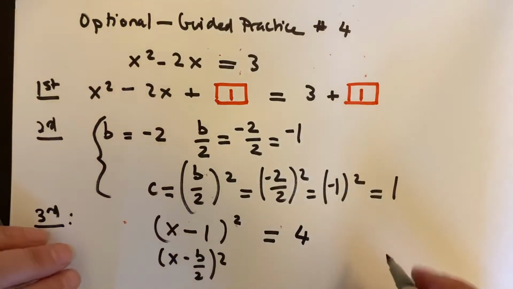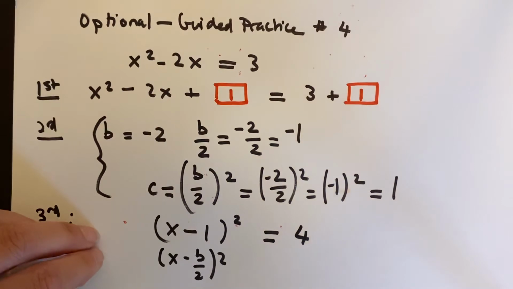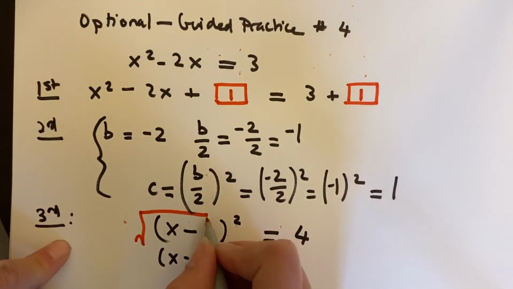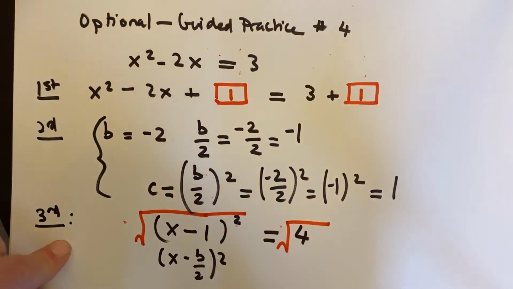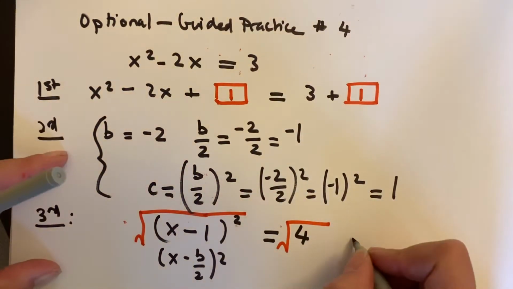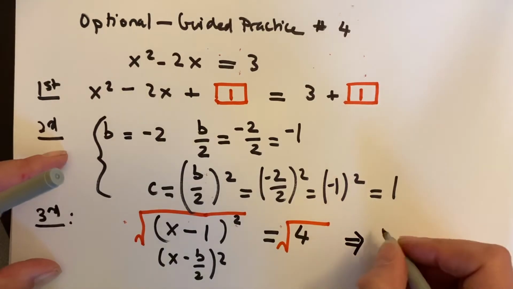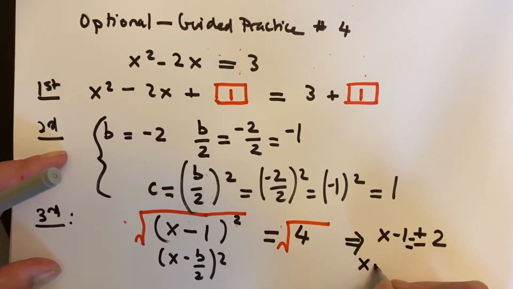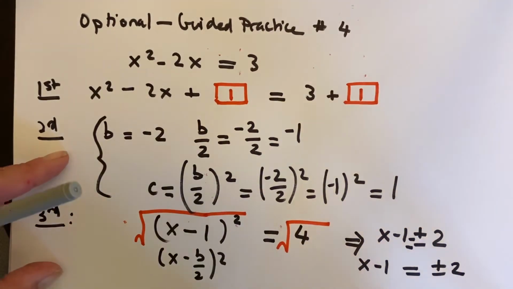What do I do with that? Well, I can now take the square root of both sides, right? To undo the square. When I do that, I end up with x minus 1 equals plus or minus 2. Let me rewrite that clearly. x minus 1 equals plus or minus 2.